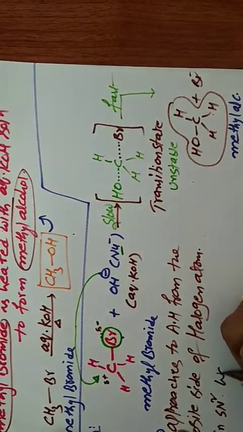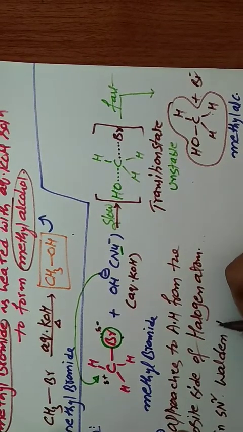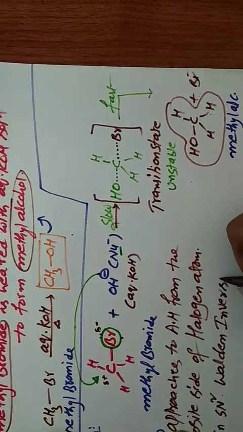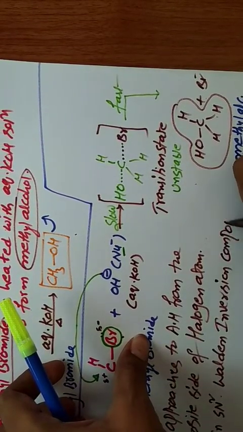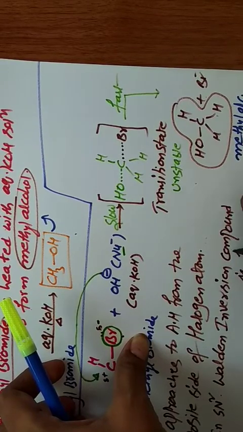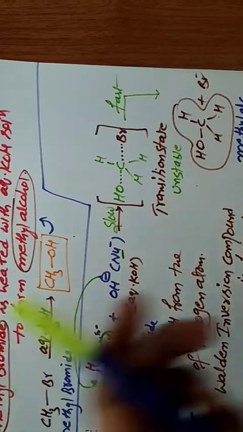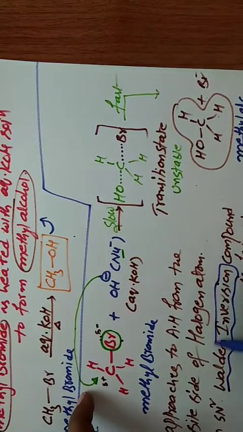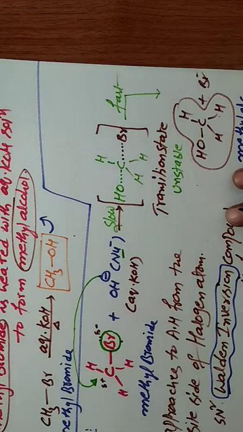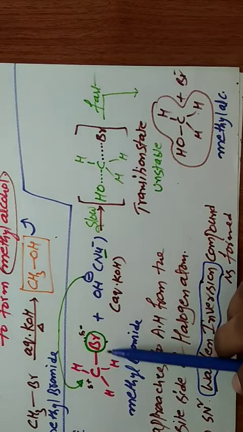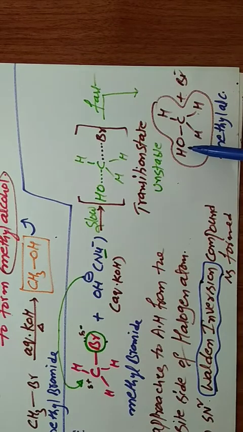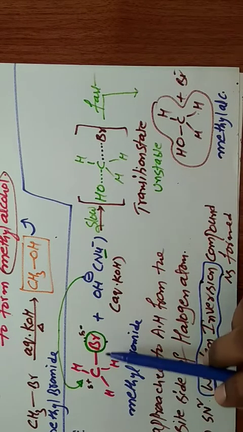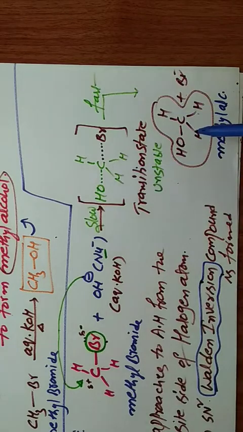What is the meaning of Walden inversion? Walden is the scientist's name. Inversion means: in the alkyl halide, bromine is present on the right side. After completion of the reaction, the OH group is present on the left side. Suppose bromine is on the left side, finally we get it on the right side. We get the completely opposite configuration. It was discovered by the scientist Walden, that's why it is called a Walden inversion compound. In the SN1 reaction, what type of product do we get? A racemic mixture is formed. In the SN2 mechanism, we get the Walden inversion product.